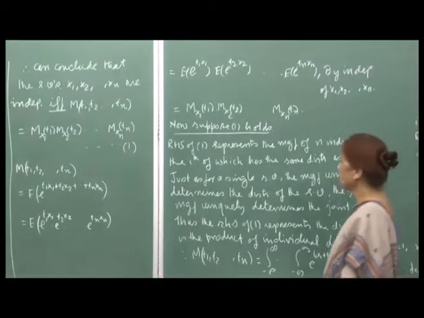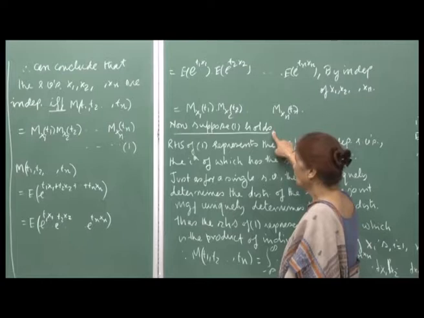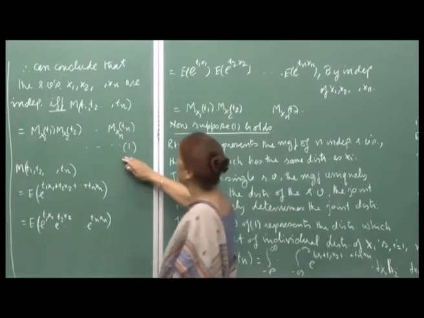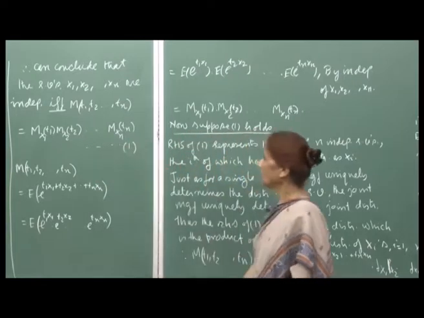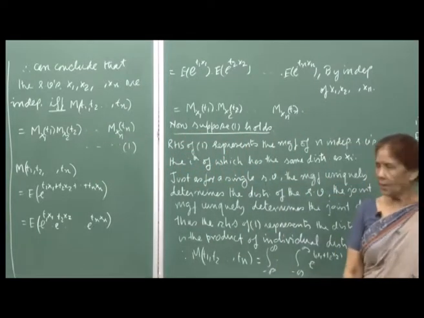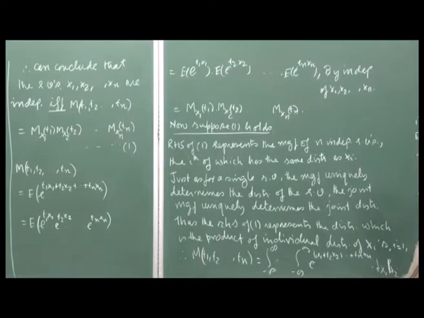Now, the other way. Let us show the converse. Suppose this relationship holds. We want to show that we can conclude from here that x 1, x 2, x n are independent random variables.